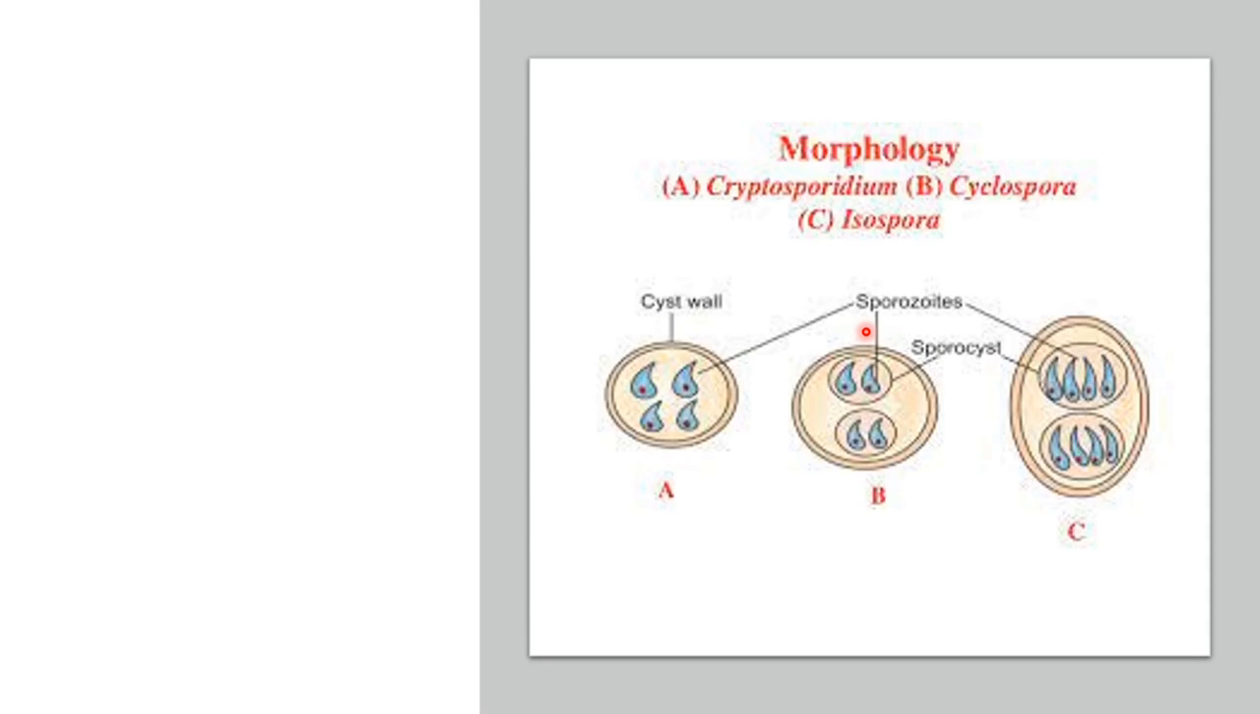Then Cyclospora contains 2 sporocysts, each having 2 sporozoites. So this is Cyclospora having 2 sporocysts. ये sporocyst है और उसके अंदर 2 sporozoites हैं, ठीक है. And in case of Isospora, ये oval in shape, it contains 2 sporocysts having 4 sporozoites. ये 4 sporozoites हैं. तो इतना ही है, this is all about this topic, Cyclospora and these coccidian parasites.